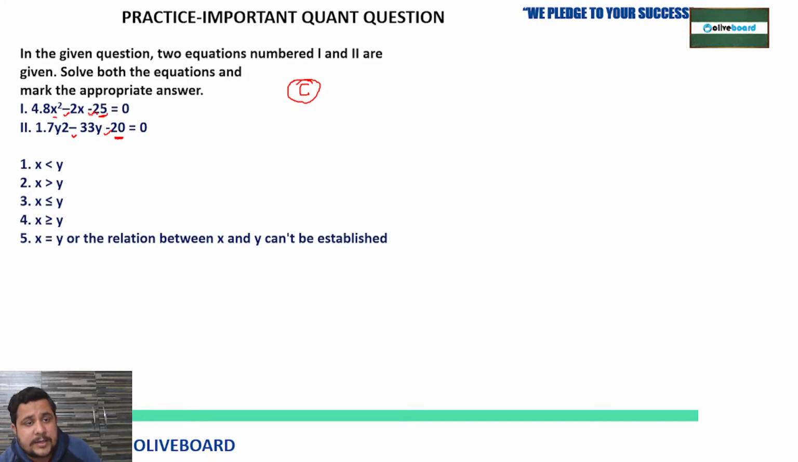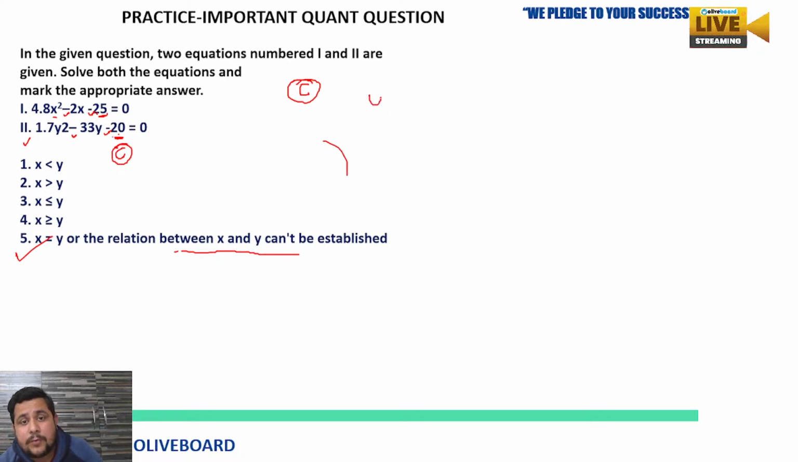In the first equation it is negative 25. In the second equation you can see minus 20 is given in place of c. So if c is negative, then your answer will always be what? The relation cannot be established. Why am I telling you this now?